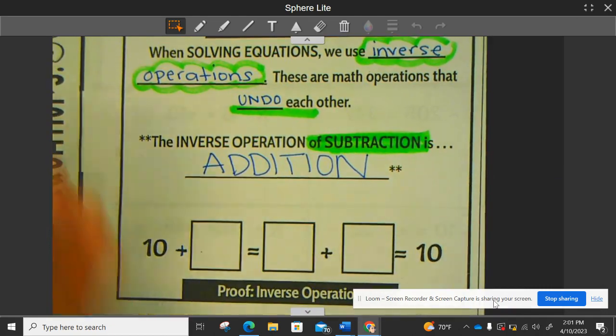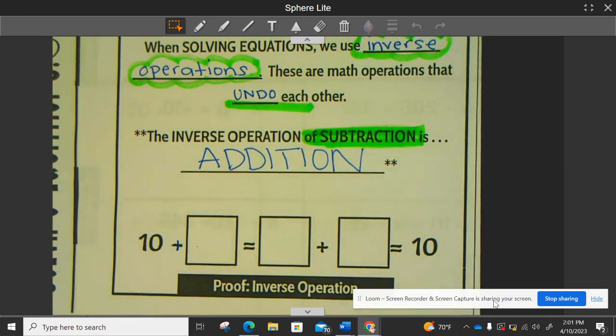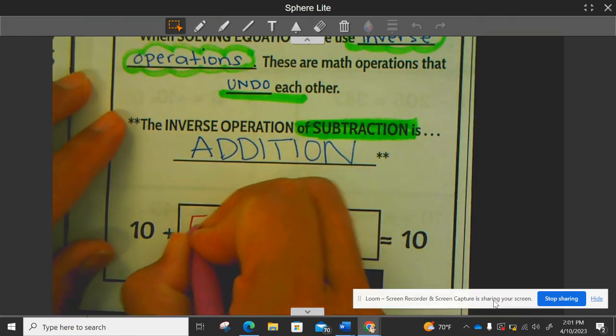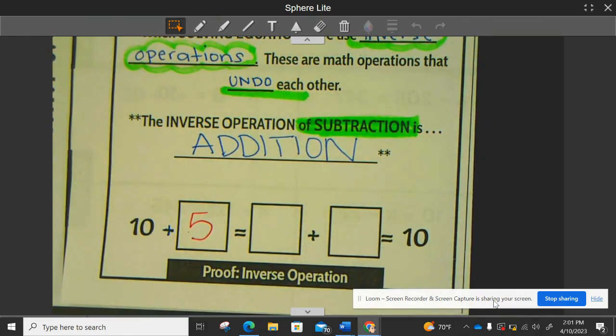Okay, so let's prove it. Let's do proof of that inverse operation. All right, give me a number that I can add to 10. 5, okay, I heard 5. So if I add 5, I get 15.